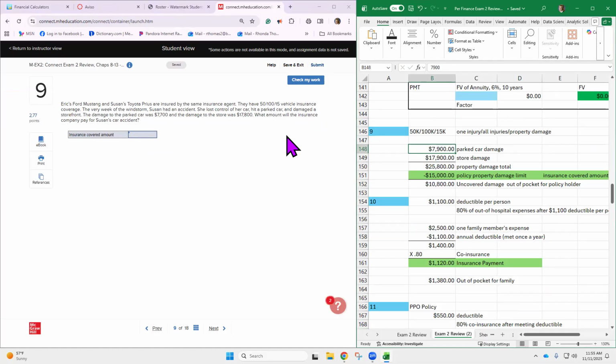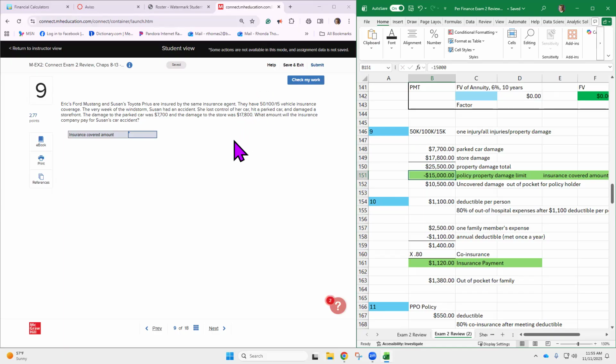All right, so I'm going to put in the amount of the property damage. There's the parked car, and there is the damage to the storefront. In total, it was $25,500, but all insurance is going to pay is the limit. Okay, that's all they'll pay, which is the $15,000. That'll be the last number in these series of 3.